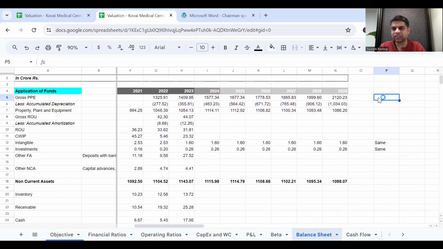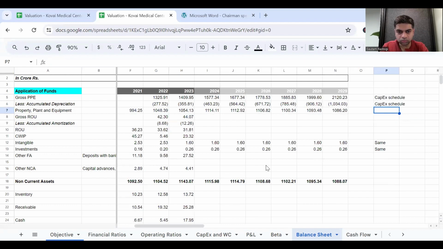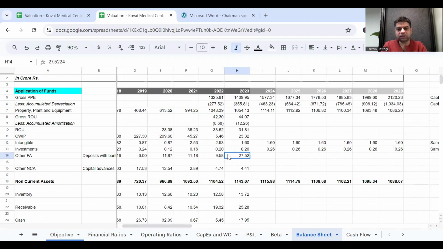This obviously is coming from the capex, sourced from the capex. So you write these just so that it's clear. Capex schedule. Basically, let's just write capex schedule. We'll start.